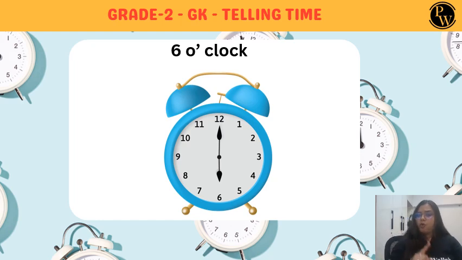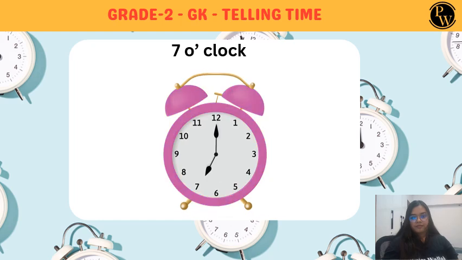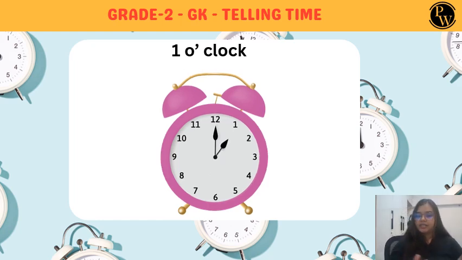When the minute hand points to the 12 and the hour hand, that means the smaller hand, points to the 6, that means it is 6 o'clock. When the minute hand, that means the longer one, points to the 12 and the hour hand, the shorter one, points to the 7, that means it's 7 o'clock. When the longer hand, the minute hand, points to 12 and the shorter hand, the hour hand, points to 1, that means it's 1 o'clock.